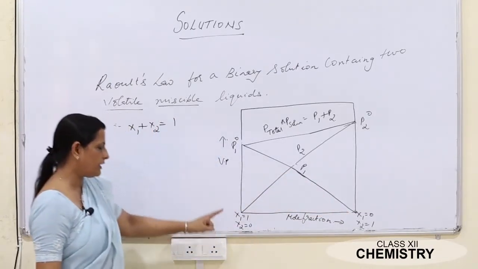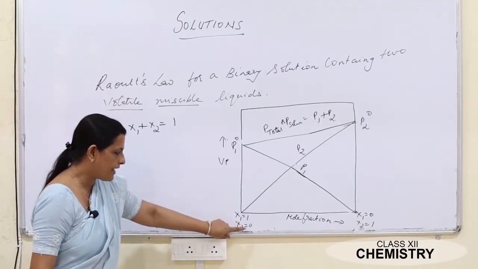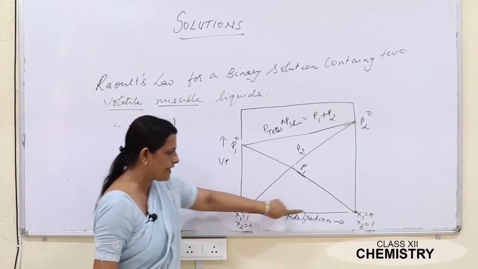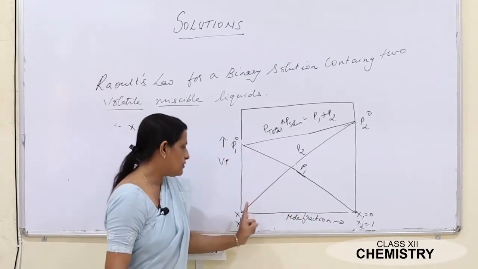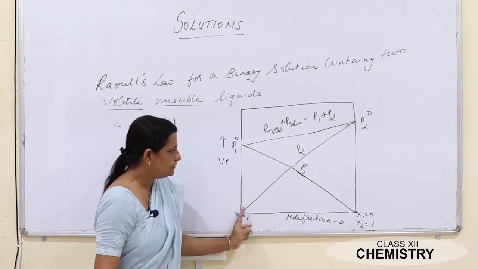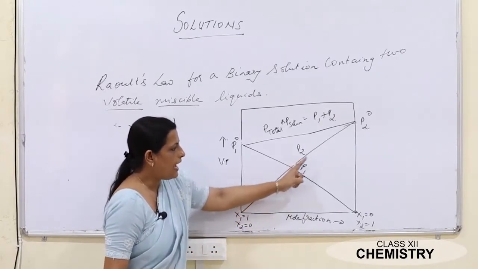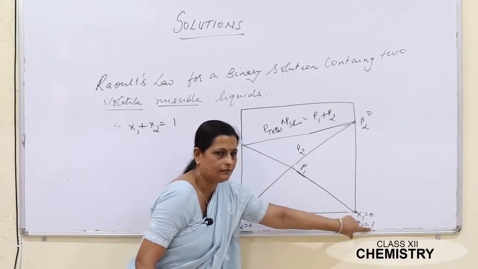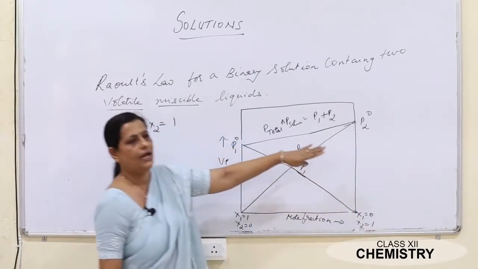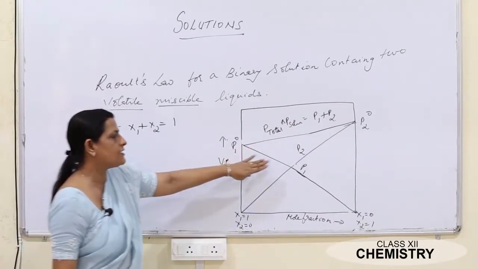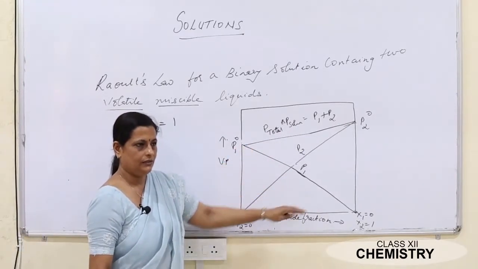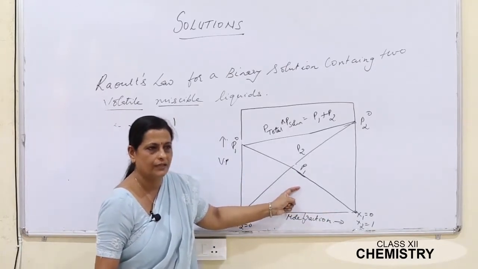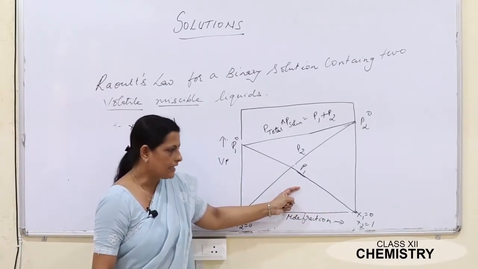Now next you see for component 2 also, here the mole fraction on the left side is 0. So when we move towards the right side, what is happening to the mole fraction? It is increasing. So what is happening to its vapor pressure also? It is also increasing and reaches a maximum when the mole fraction is what? 1. And we have done this at a constant temperature. We haven't changed the temperature. So what can you say? When mole fraction is increasing, the vapor pressure of a component in solution is also increasing.